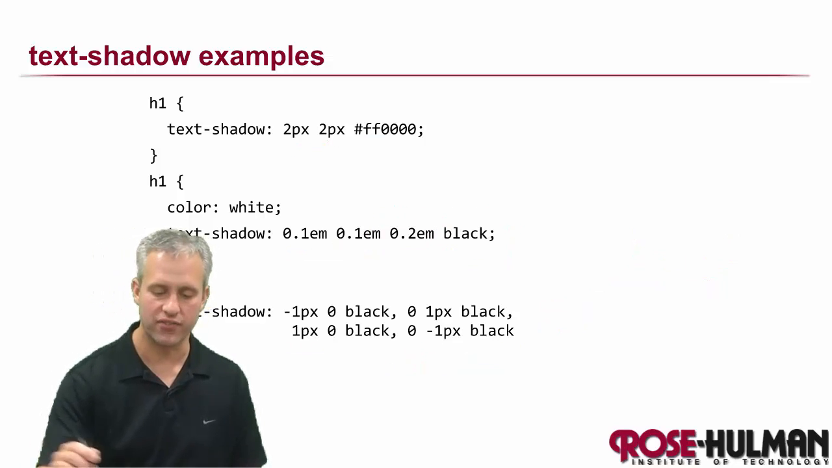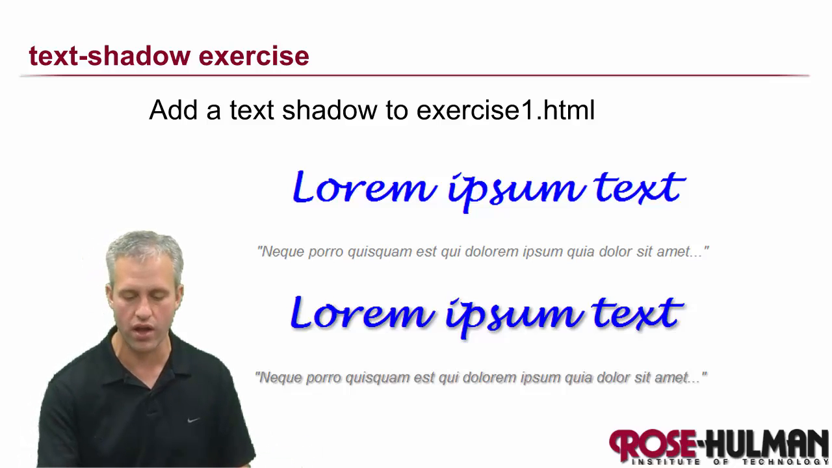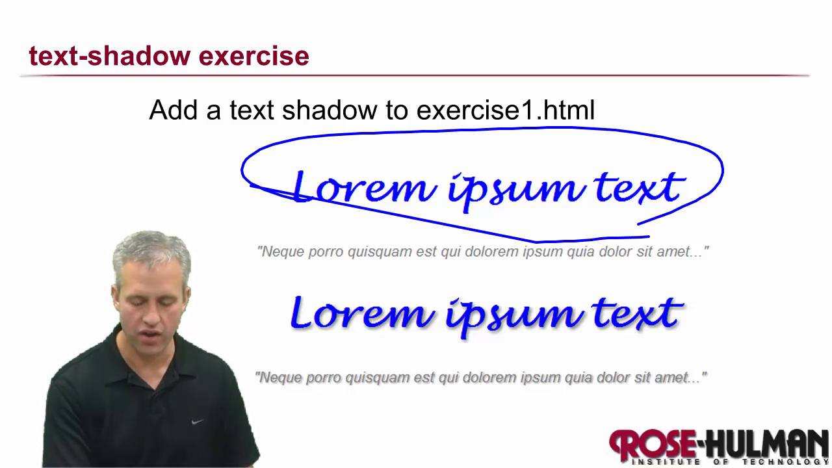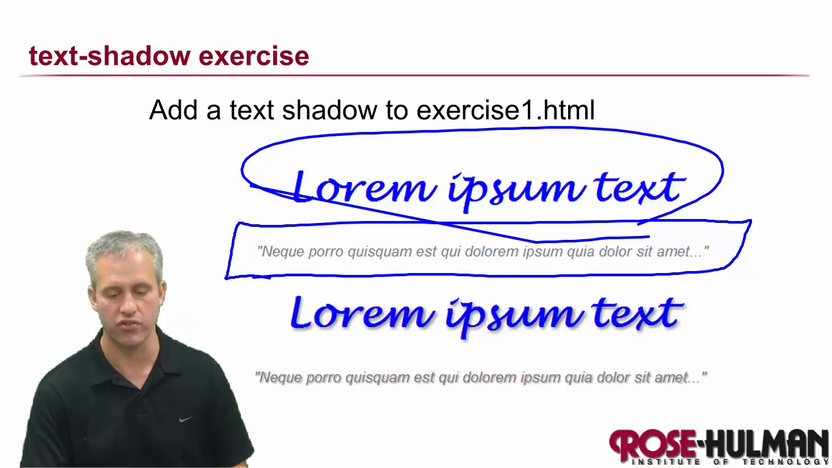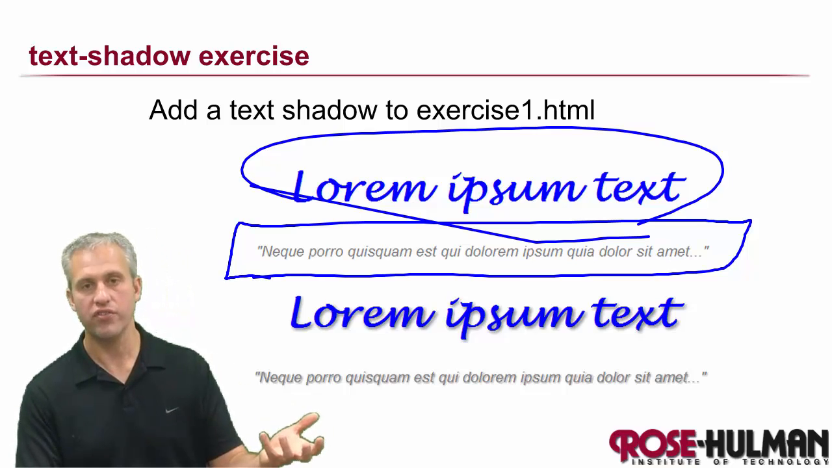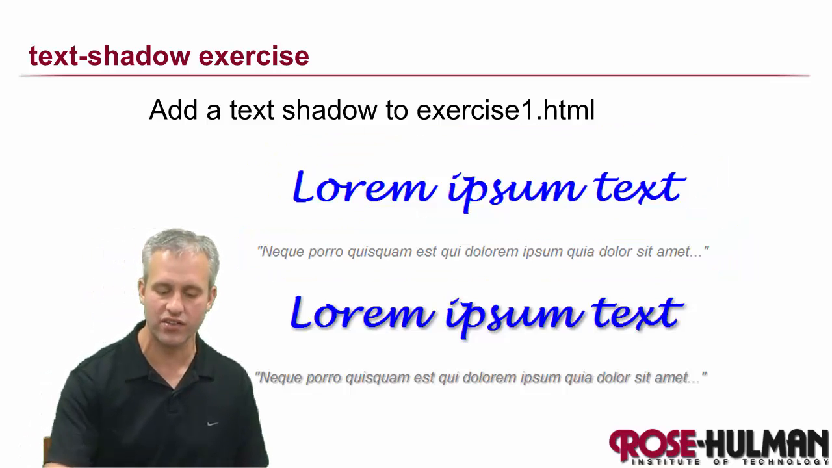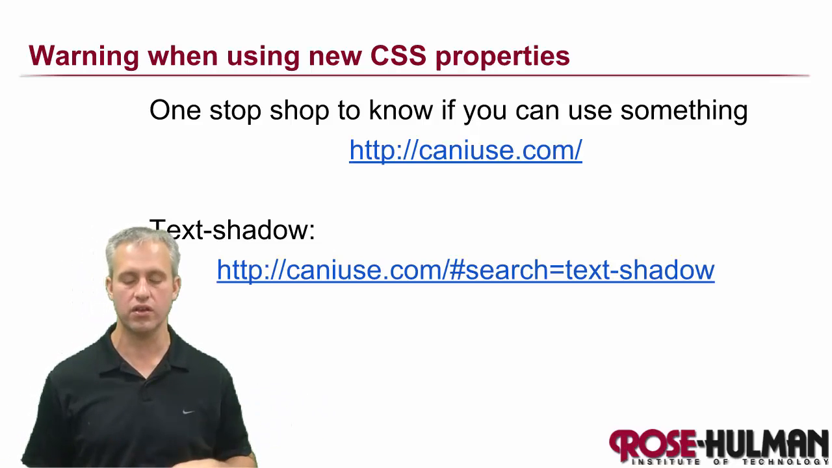So now what I would like for you to do with it is to go add a text shadow to exercise 1, add a text shadow to the title of that exercise, and then also add a text shadow to the paragraph of that exercise. All right, once you've done that, you should hopefully be done with the font exercises now. You're free to turn those in and go ahead and submit those.